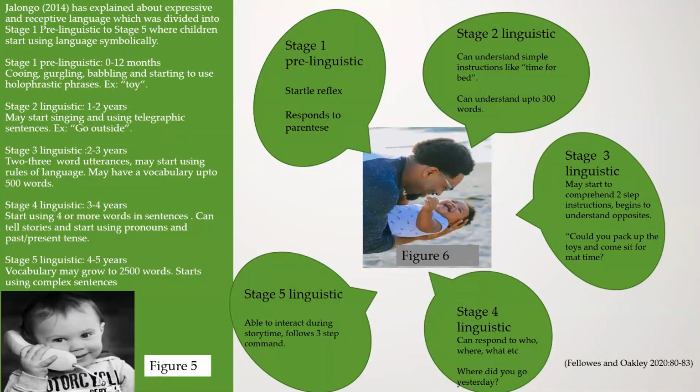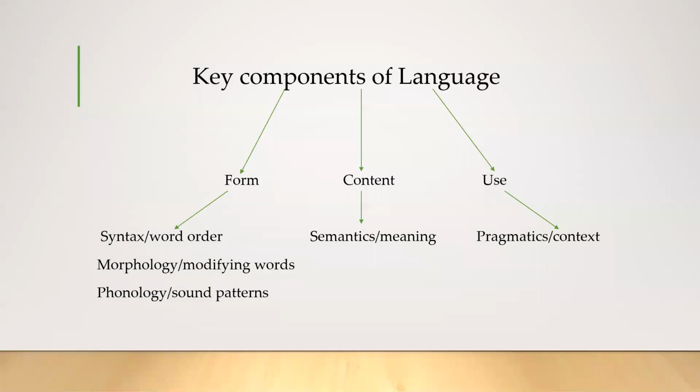Now, this slide tells us how children can develop their expressive and receptive language as they grow from stage 1 pre-linguistic through to stage 5 linguistic. If you're curious about how your child's vocabulary should be developing, this would give you an approximate idea, but please do remember that each child is unique and they develop at their own pace. So this is only a guideline.